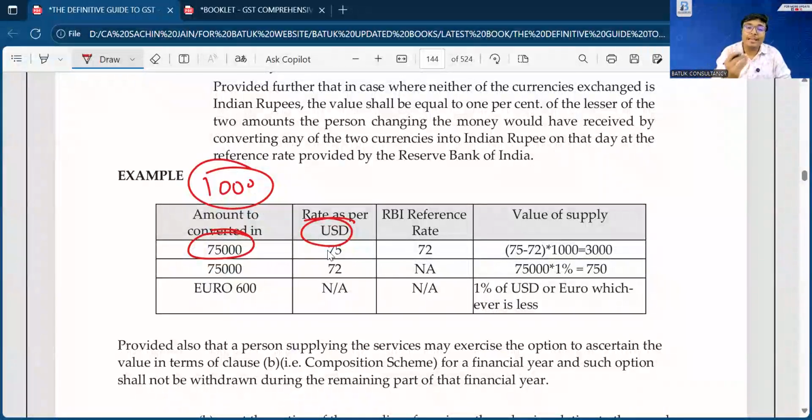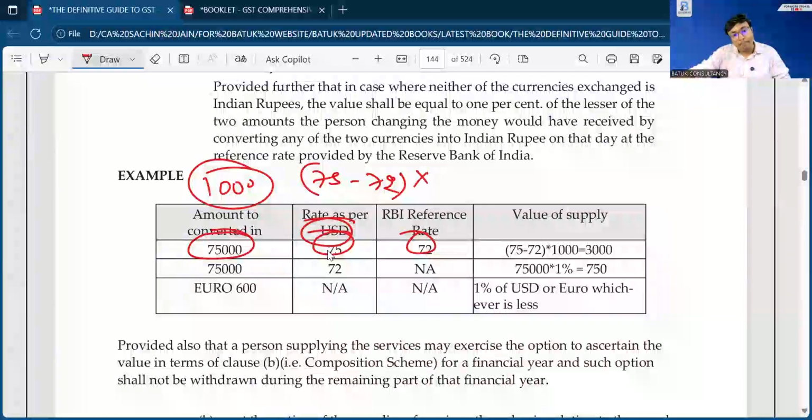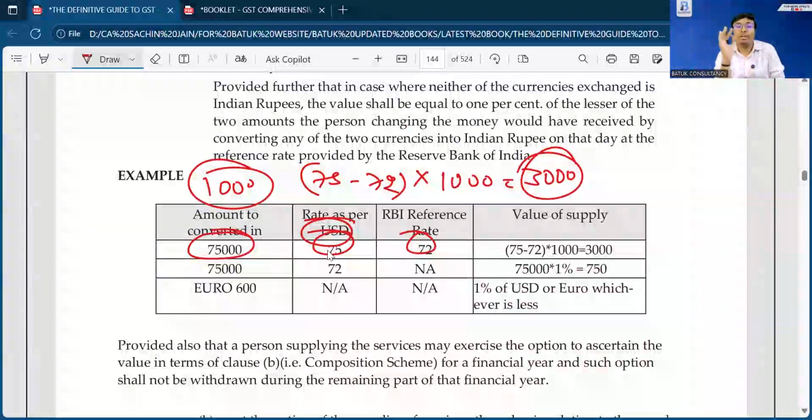Now, how can I calculate the service charges? It will be calculated based on the difference between your US dollar rate and the RBI reference rate. The US dollar rate is 75 and the RBI reference rate is 72. So we just need to do 75 minus 72 multiplied by the number of units I am going to convert. So 3000 will be the value of supply, and the forex department has to make the payment of GST on that 3000 rupees. This is the first thing.